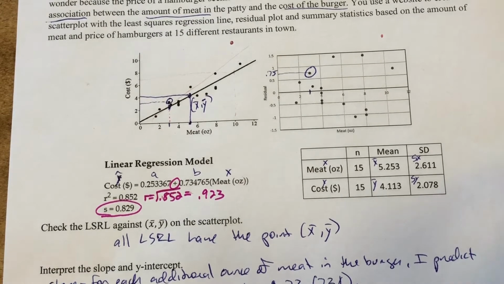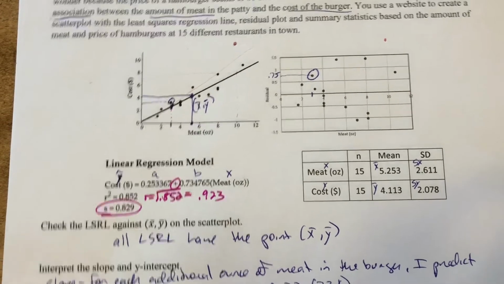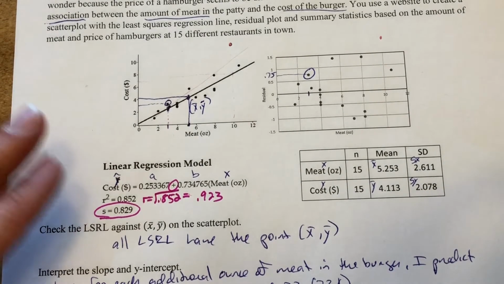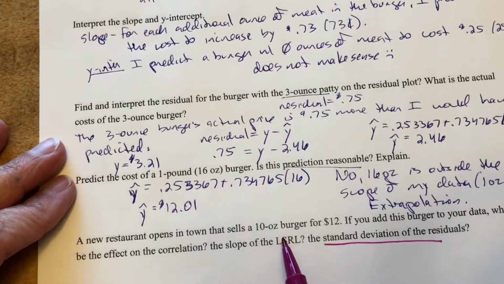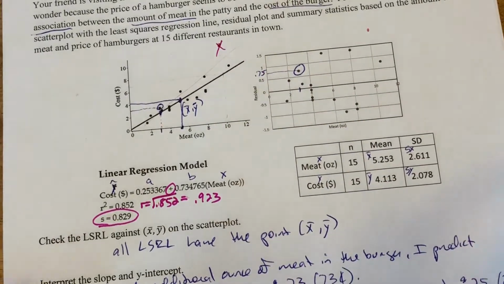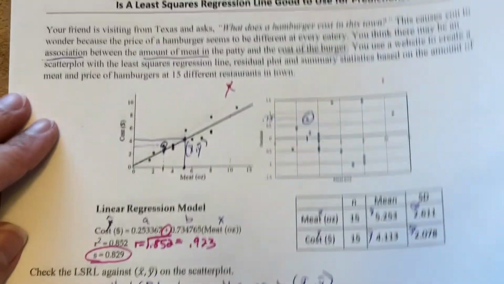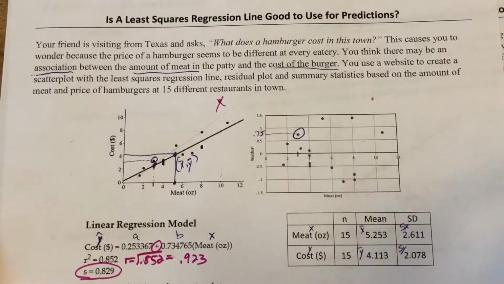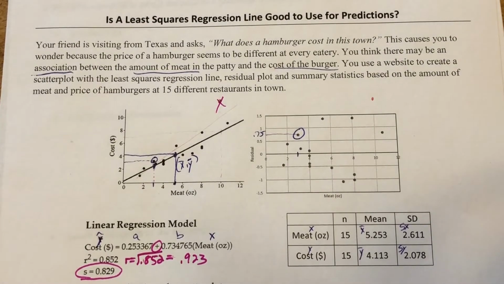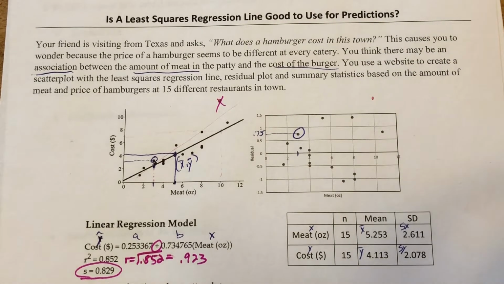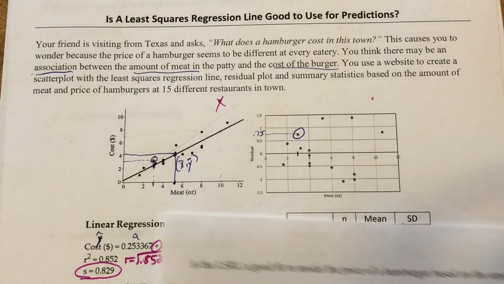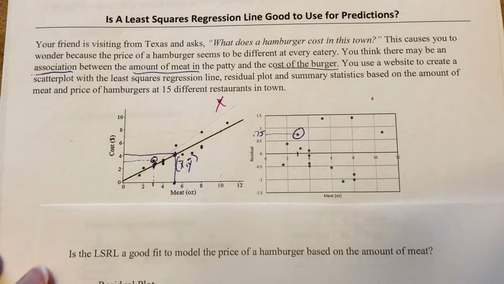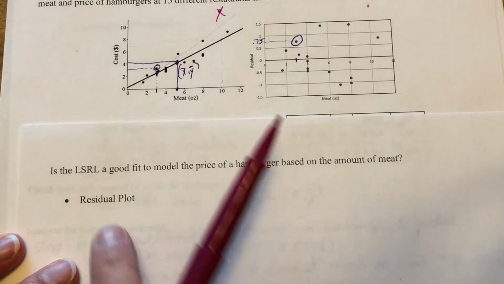Okay, so here's a quick little analysis of our situation here. Now, taking the 10-ounce burger for $12 out, not even thinking about him, would this linear regression have been a good model so that I can predict the price of the burger from the ounces of the hamburger patty? Well, what we want to look at for that are three things. The most important thing is the residual plot. Let me move this up a little bit. Our residual plot.